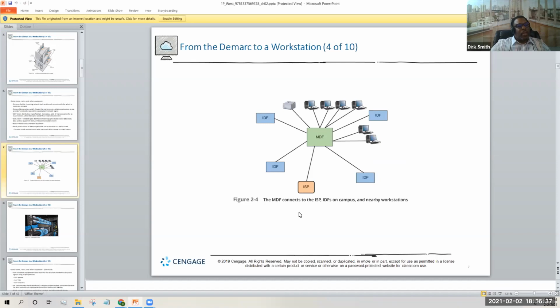We talked last week about a star topology or star networking. The MDF connects to the internet service provider, the campus, and all the nearby workstations. So it still looks kind of like a star topology because it comes in here, but then the internet service provider is going to push it out to all the different workstations and computers on the network.